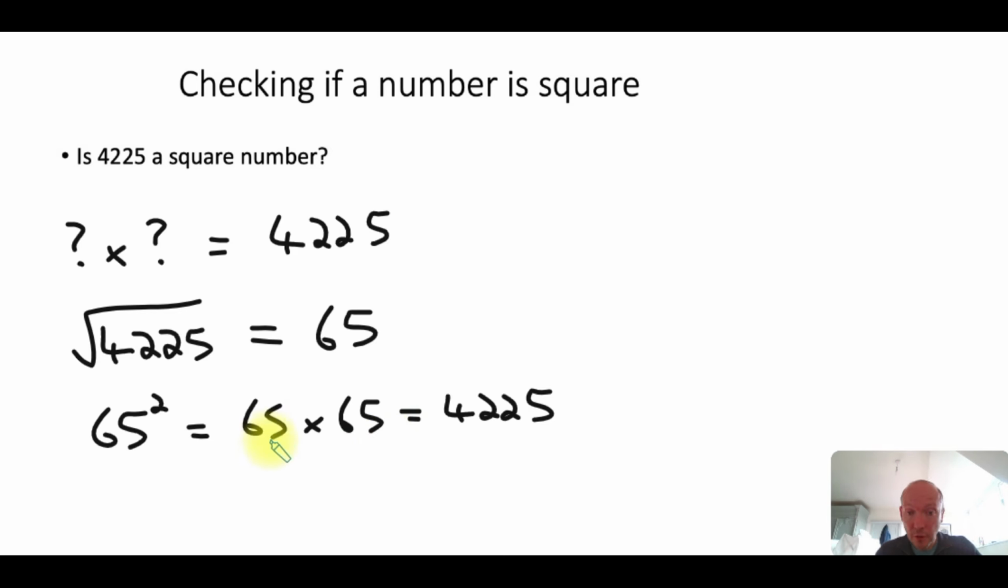Why? Because it's the result of multiplying a number by itself. So a really good check as to if a number is a square number is to find the square root of that number. If, when you find the square root, that's an integer, if it's a whole number, there's that word again, integer. If it's a whole number, then we know, yes, it is a square number. If it's not a whole number, then it's not a square number.